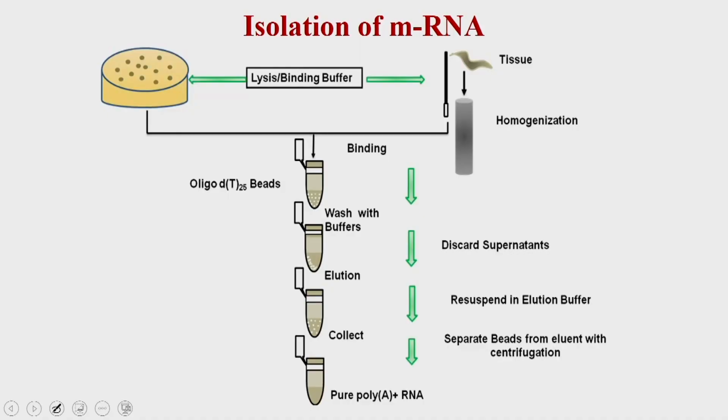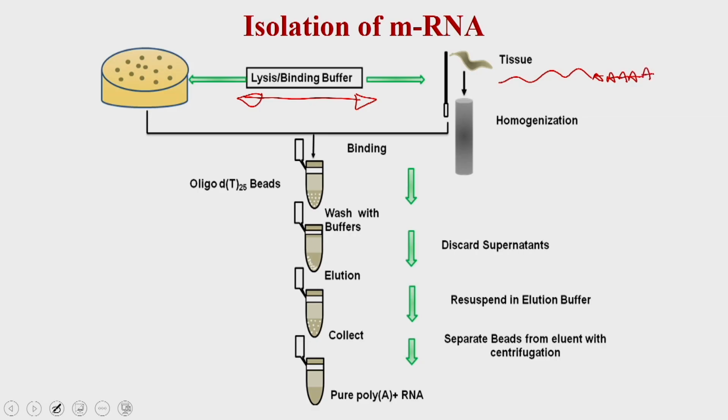For that, first you isolate the cells, then you put them in lysis buffer, and that lysis buffer is going to lyse the cells and release your messenger RNA. So, imagine that you have isolated the messenger RNA, which contains a poly A tail.